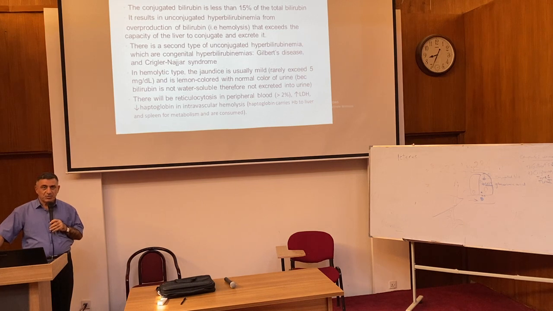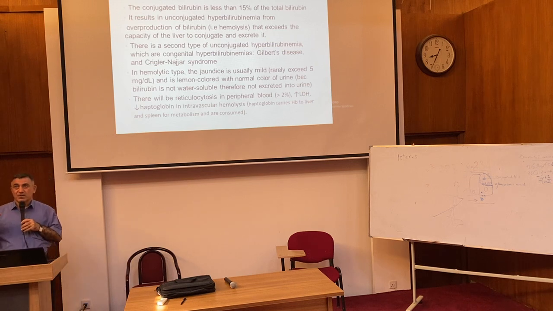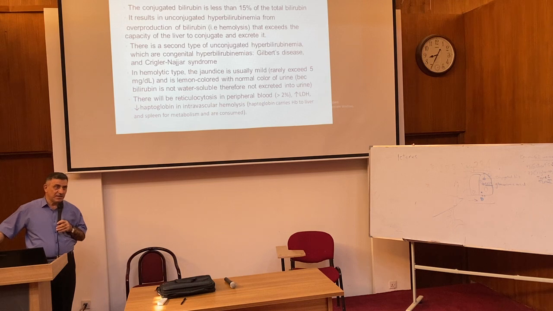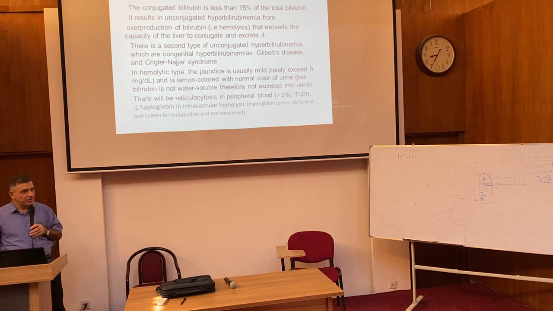Haptoglobin is a protein in the plasma. In intravascular hemolysis, hemoglobin in the blood vessels is carried by haptoglobin to the reticuloendothelial system, where it is consumed by macrophages. So the level of haptoglobin is decreased in intravascular hemolysis, because they carry hemoglobin to the spleen and liver, where they are engulfed by macrophages.